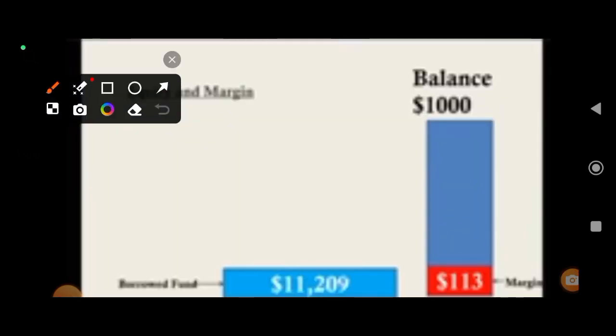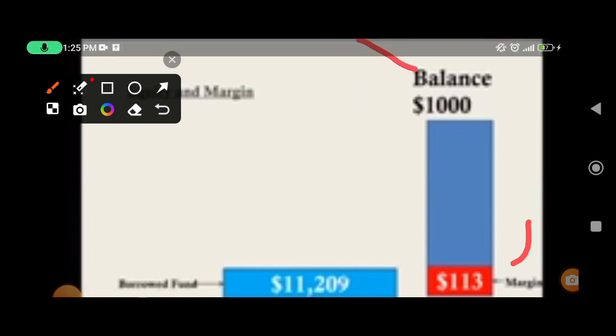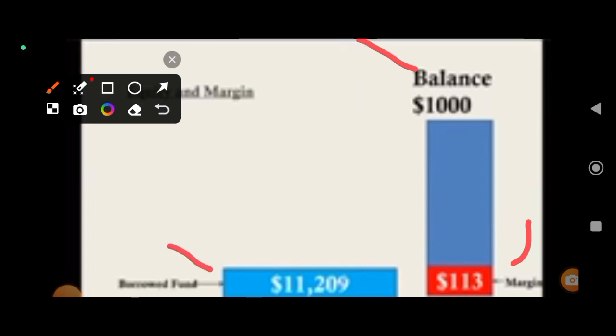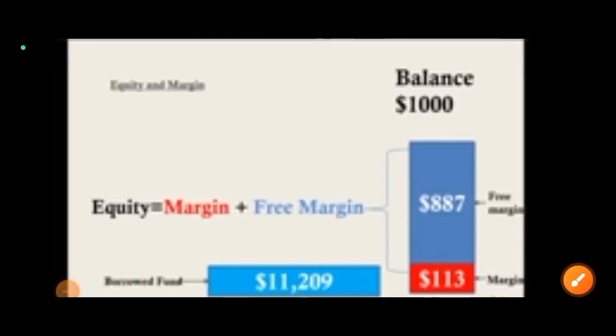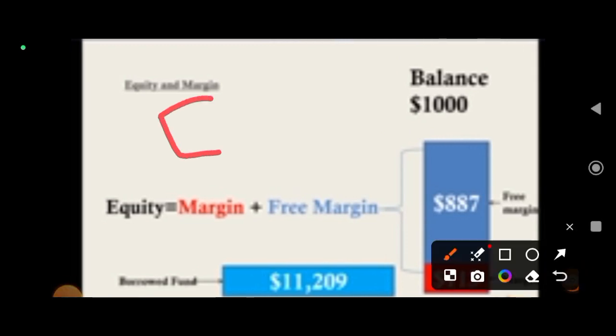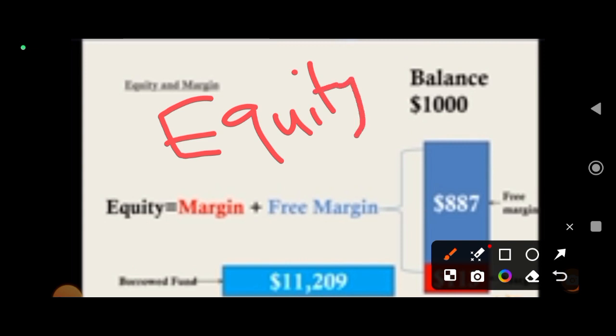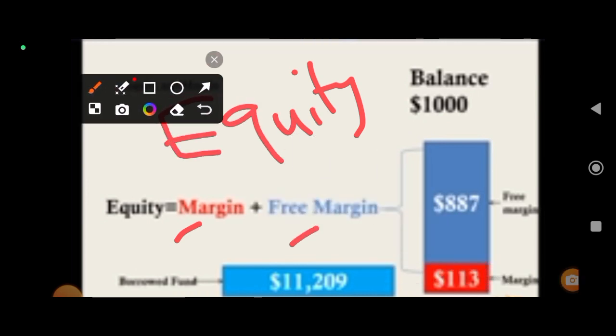So first of all, this is our margin, $113. This is our balance, and then this is our borrowed funds. This is our leverage right here, $11,209. So now we just play the trade, right? And like I said, our margin is our 1%, and the 99% is what our broker is going to put down. So now our equity is our margin plus free margin, right?